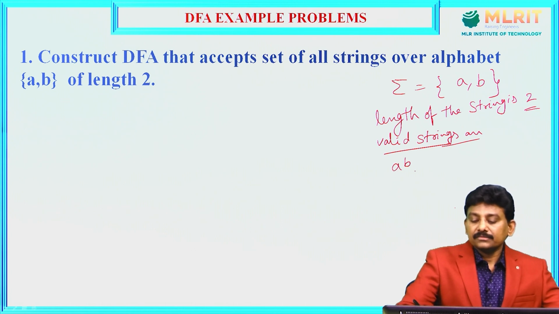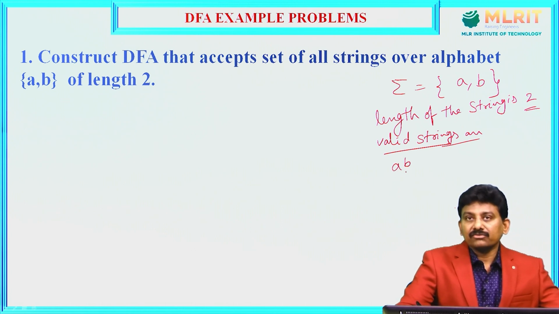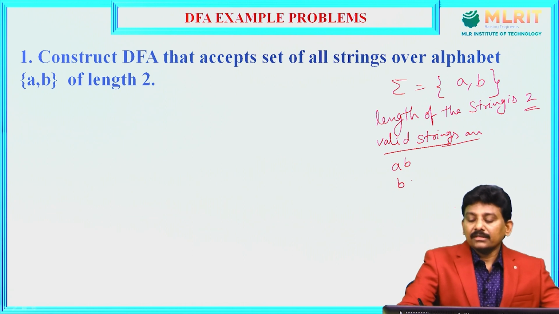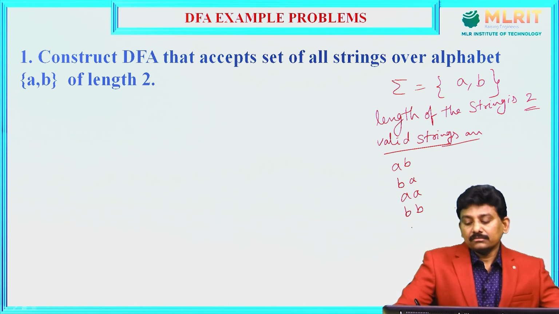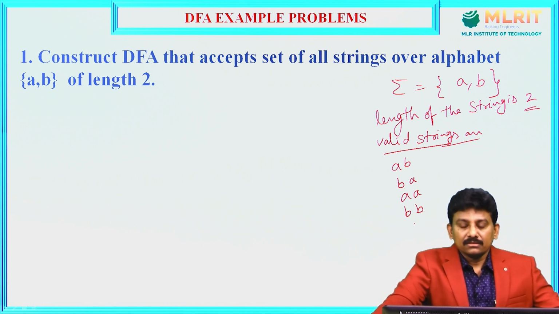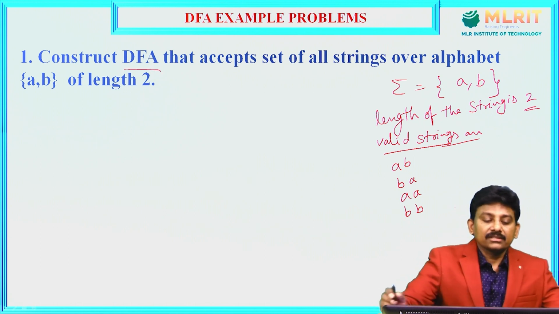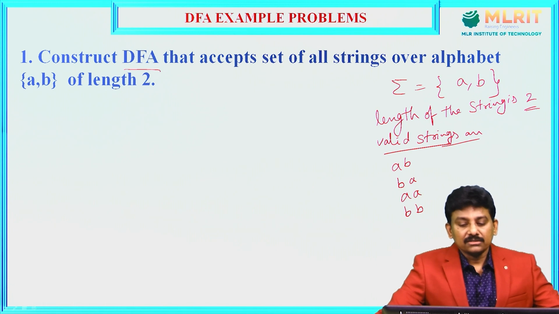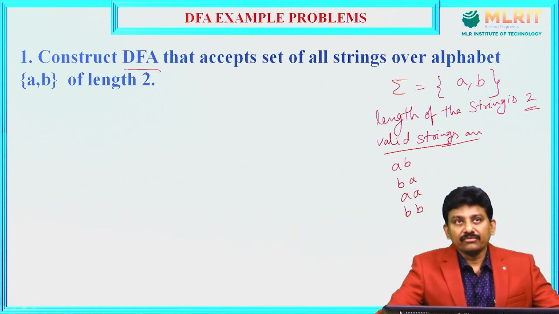AB is valid because the length of the string, a sequence of 2 symbols, is 2. BA is also valid, AA is valid, and BB is also valid. Any string formed with the symbols A and B should be of length 2 only, not more than 2. So, the DFA will accept the set of all strings whose length is 2. The strings will contain a combination of A and B, but the length should be 2 only.